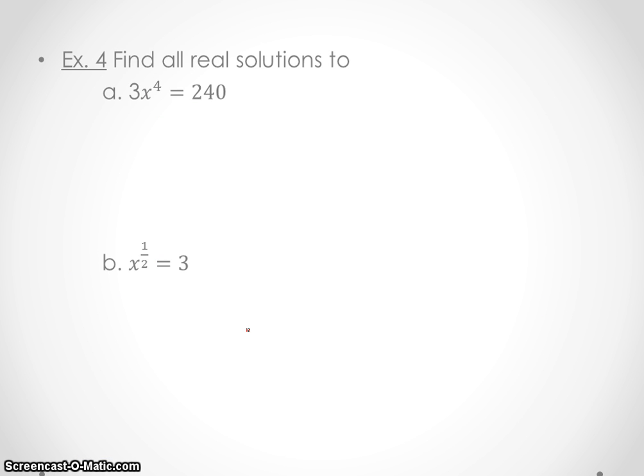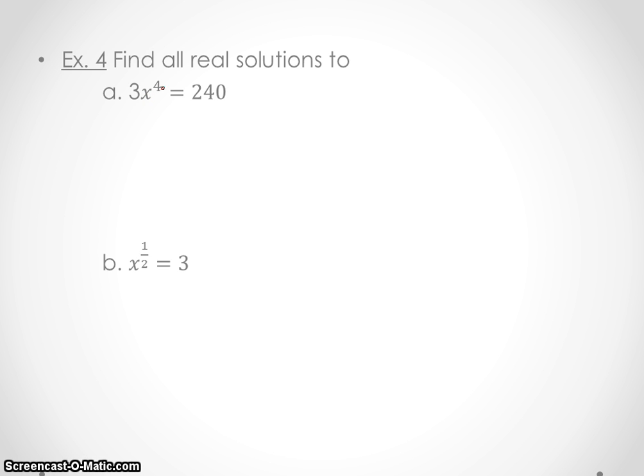Alright, so let's take a look at example 4. We're going to find all real solutions to 3x to the fourth power equals 240. So this first equation here, you want to get x by itself, so you might be thinking, oh, let's take the fourth root, which we will, but hold on, we can't do that quite yet. We have to have the fourth power stuff by itself, which is just the x part right now.